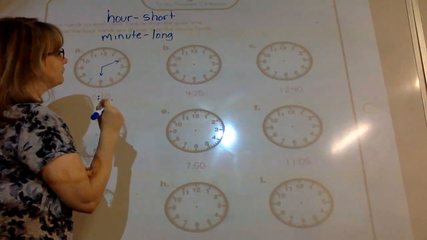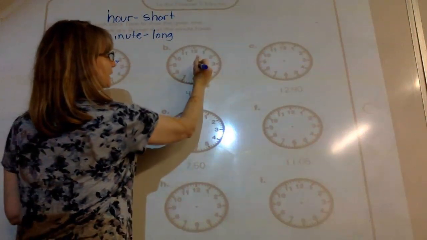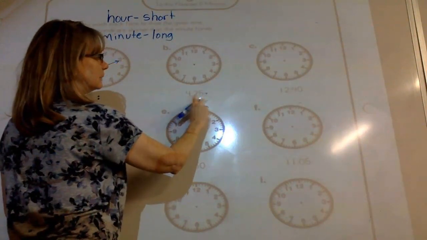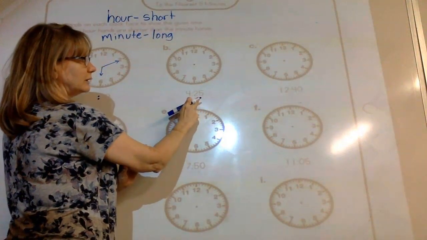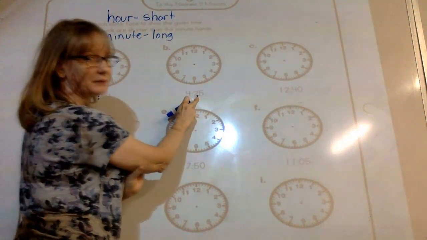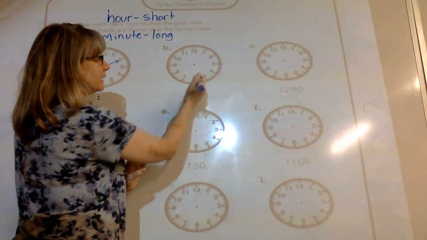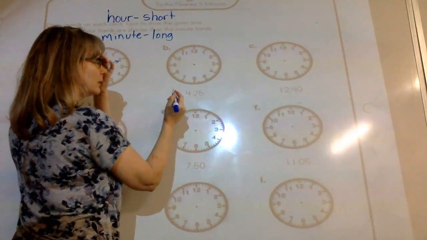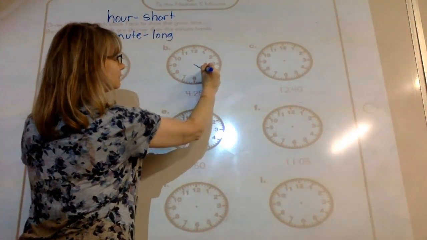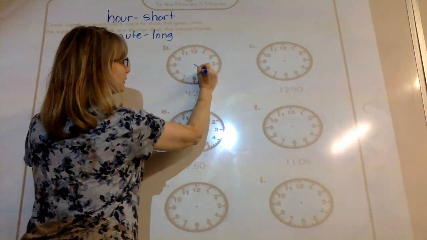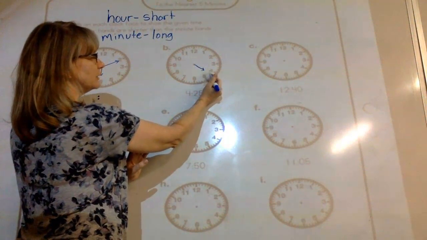4:25. 4 is the hour. So I want to put my arrow going to 4. But look at how many minutes I have. 25 is almost 30. So I'm almost halfway to 5 o'clock. If I'm halfway to 5 o'clock, I can't have my hour hand just on the 4. It has to be kind of in between the 4 and the 5. So I'm going to put it past the 4, but not to the 5 yet. In between the 4 and the 5.